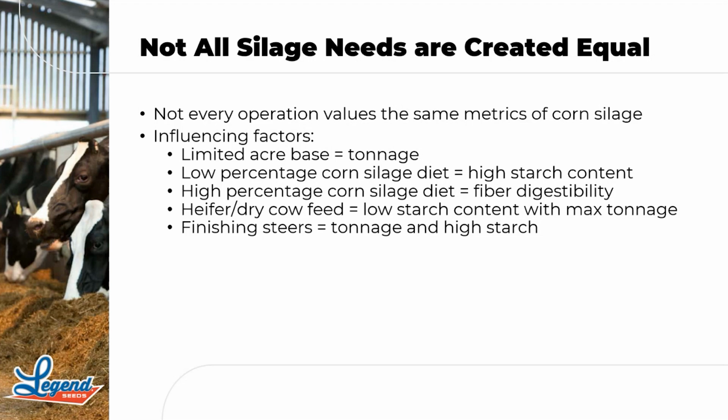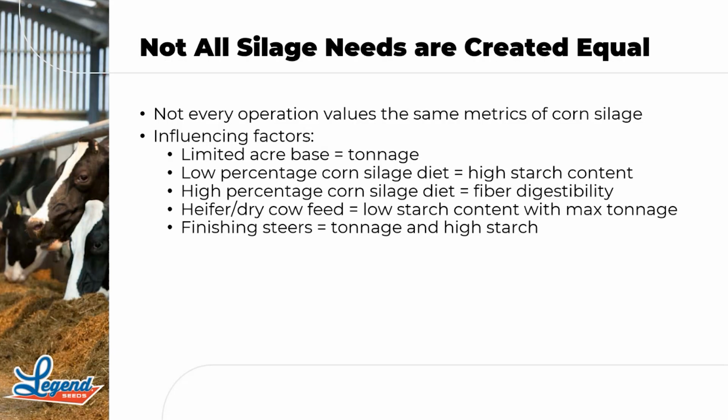So there are a lot of influencing factors. This is one I commonly see: limited acre base guys that are renting a lot of land, who don't have the acre base or the animal units on the farm. Those guys are usually caring about tonnage. Generally, when you get to the west, I'm seeing that, especially where guys are selling silage to large dairies, tonnage is at the forefront. Tonnage doesn't always make the best silage though, and I'll talk about that in a little bit.